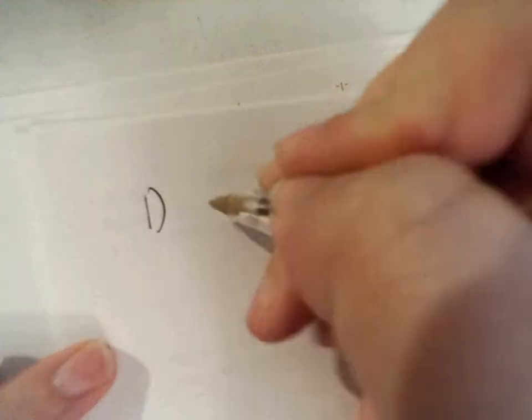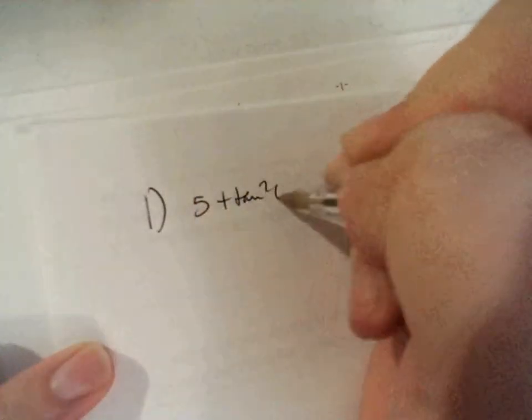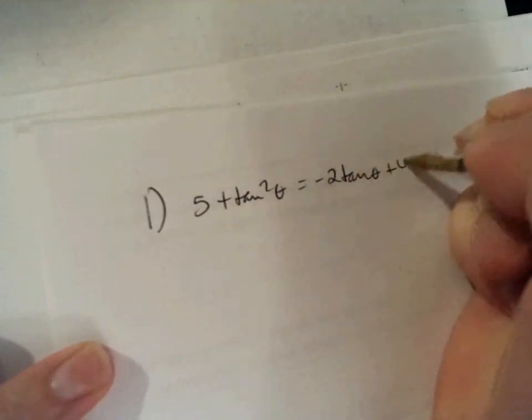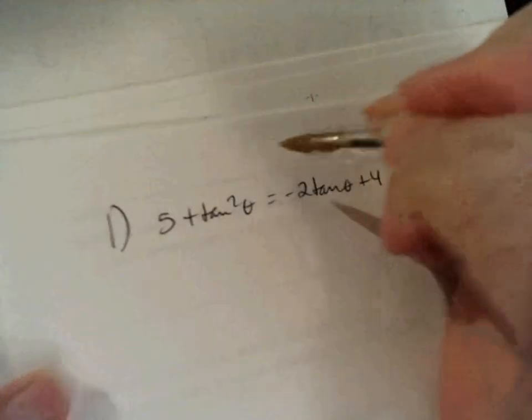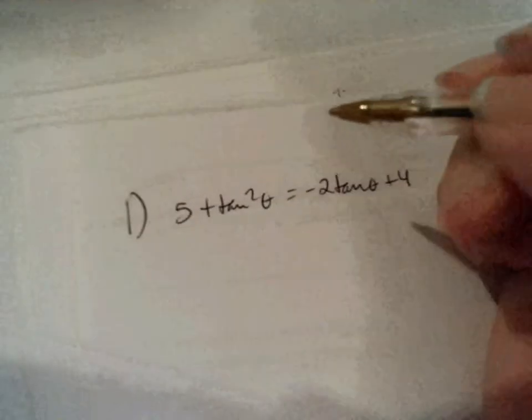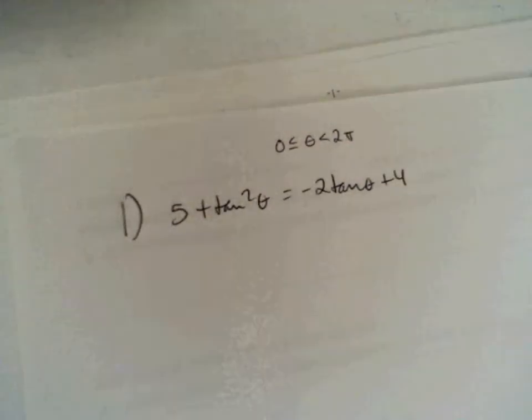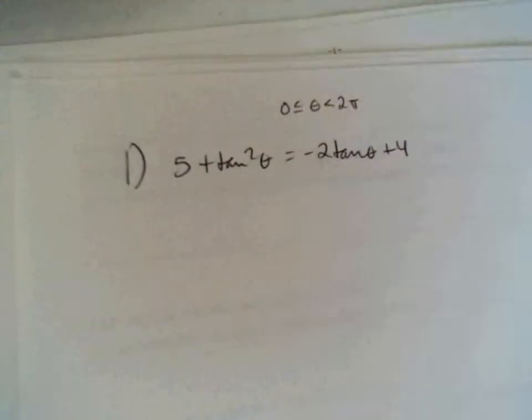Okay, here we go. Number one says solve 5 plus tangent squared equals -2 tangent plus 4. And we're solving that for all the solutions for theta between 0 and 2 pi. So 0 and 2 pi. Okay. I need my unit circle.